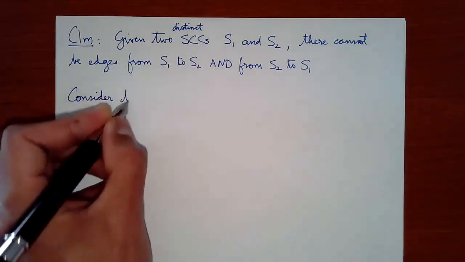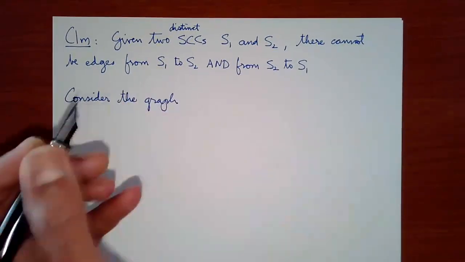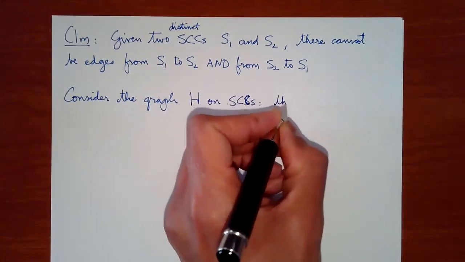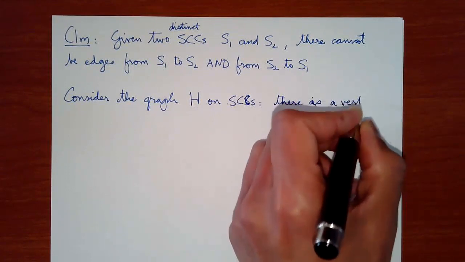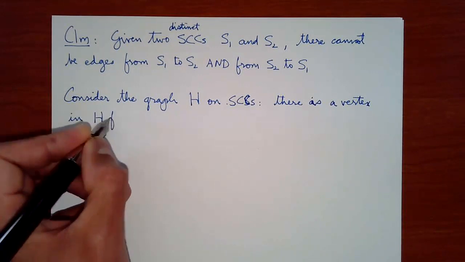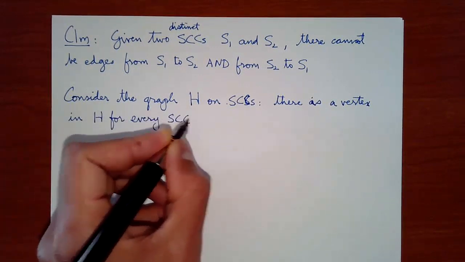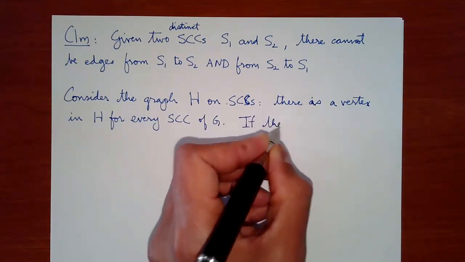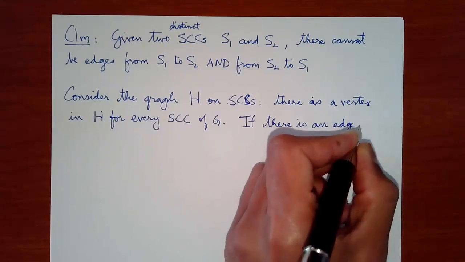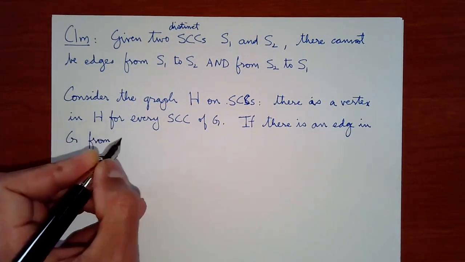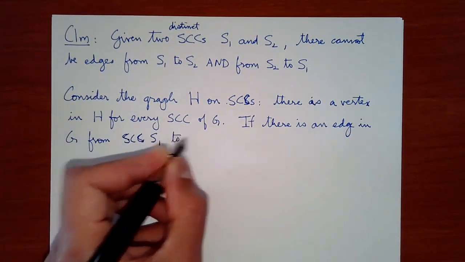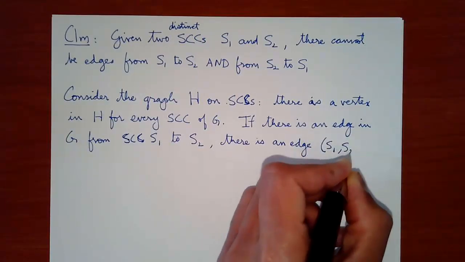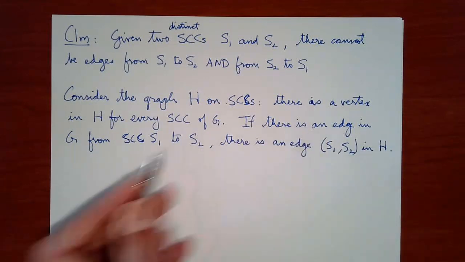Consider the graph called H on SCCs. What this means is that there is a vertex in H for every strongly connected component of G, and if there is an edge in G from SCC S1 to S2, there is an edge S1, S2 in H. This is the construction of H. So I'm just describing, consider this graph.